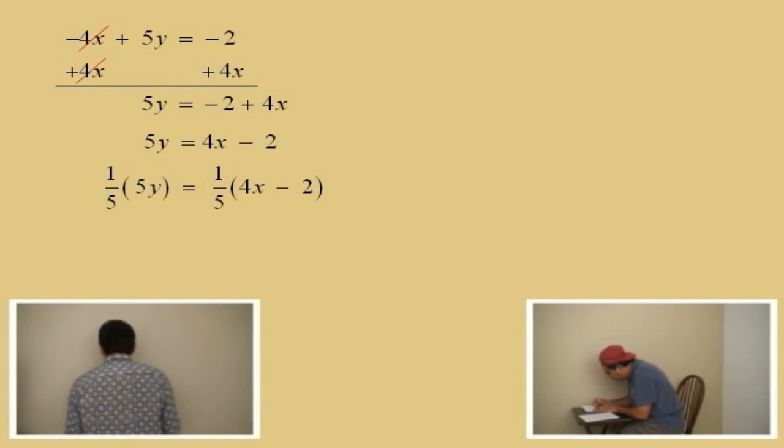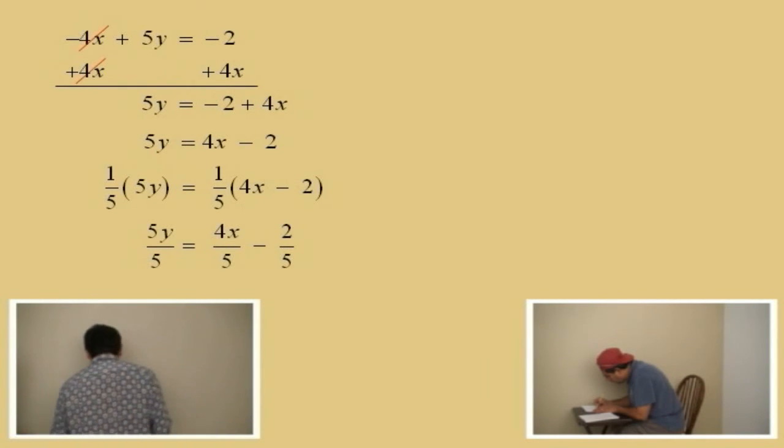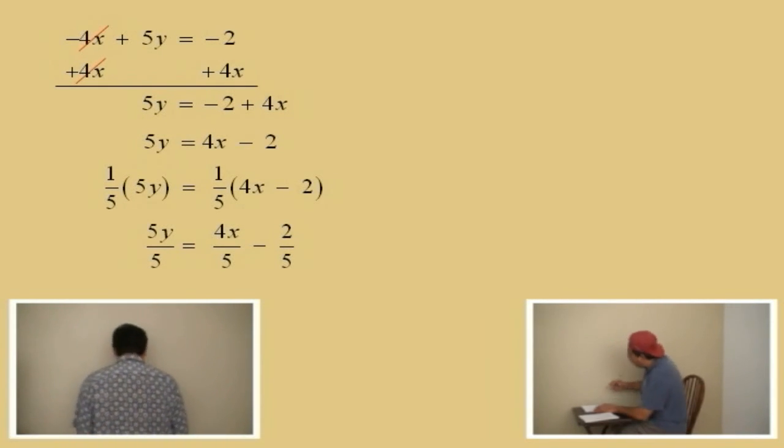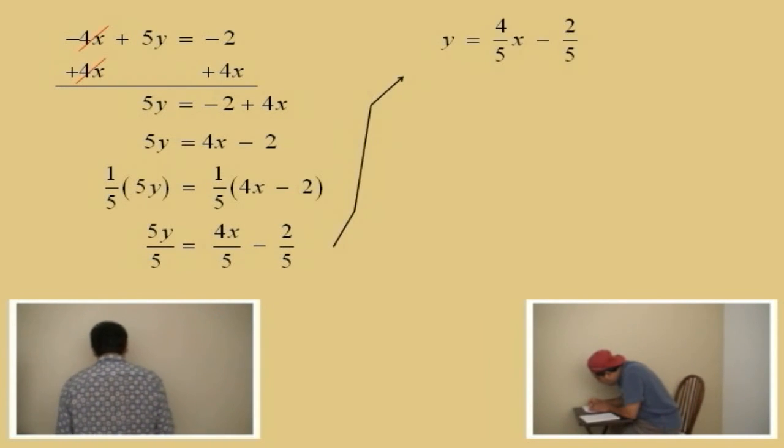All right, there we go. Now remember, we distribute on the right-hand side, and it looks like a 5 gets placed under each term. There we go. And so, Charlie, what does y equal? Go, bust a move. 4/5 x minus 2/5. Very nice, Charlie. y equals 4/5 x minus 2/5.